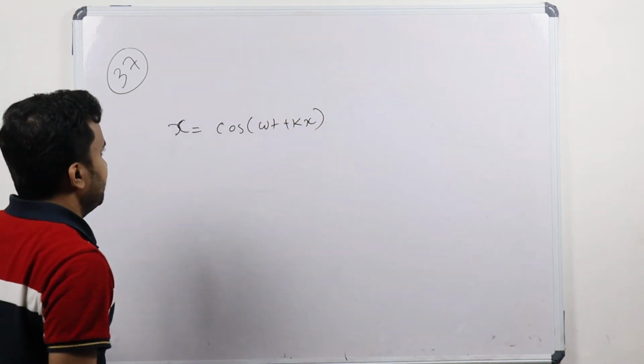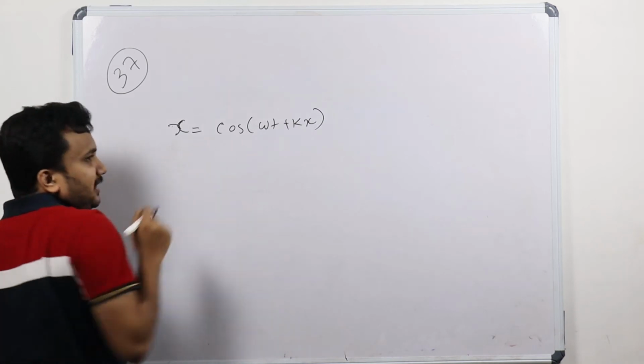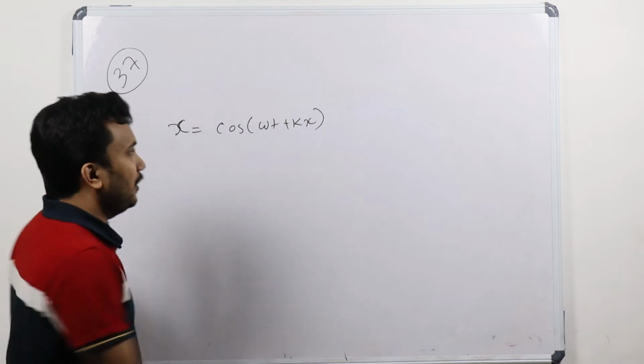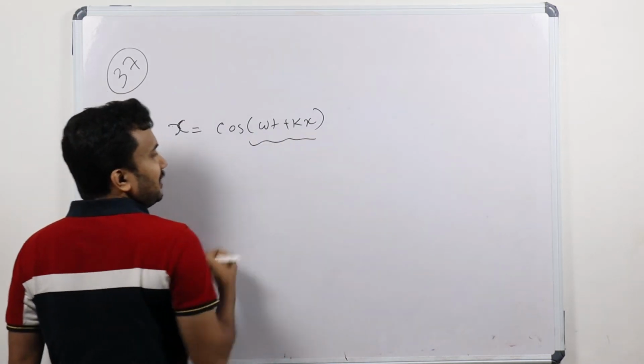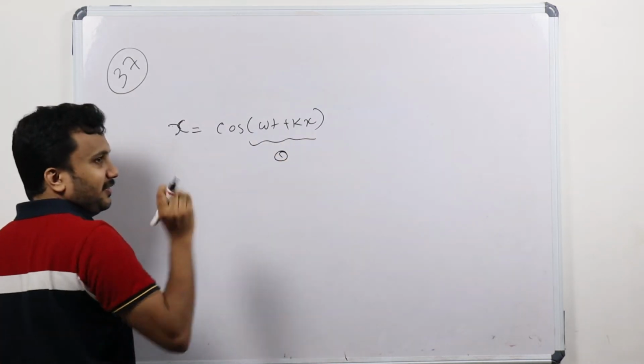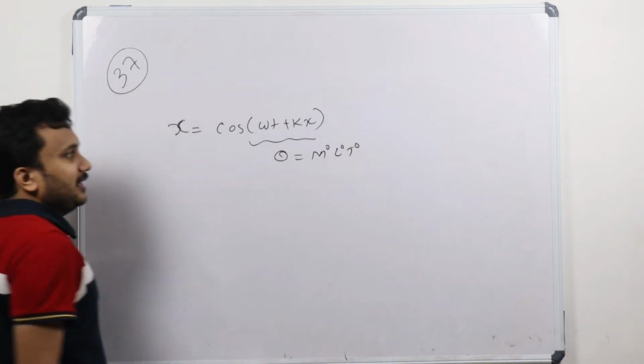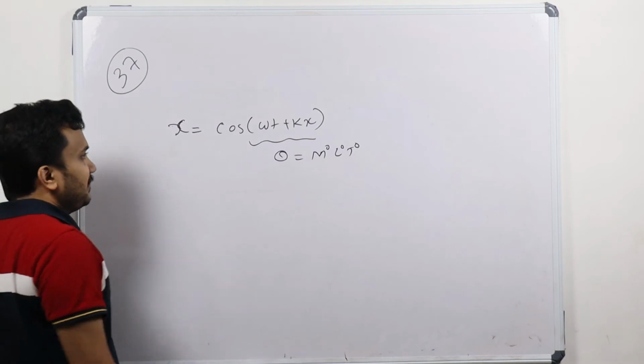Dimension of omega. If you see something like this in a question, whether it is sine, cos, tan, whatever, whatever comes within this function is nothing but an angle called theta. Theta has no dimension: M raised to 0, L raised to 0, T raised to 0.